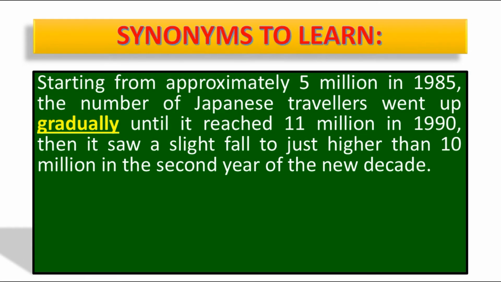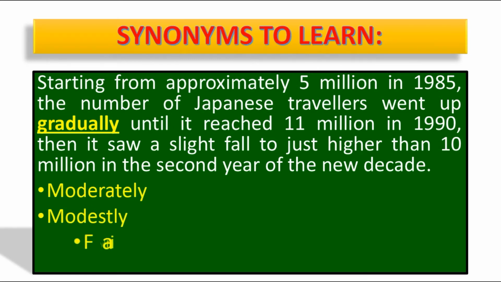And the next word is "gradually." So gradually means that it's not a high level of change or a low level of change. It is kind of normal. So the synonyms for gradually are moderately, modestly, and fairly. You can say that starting from approximately 5 million in 1985, the number of Japanese travelers went up moderately until it reached 11 million in 1990.